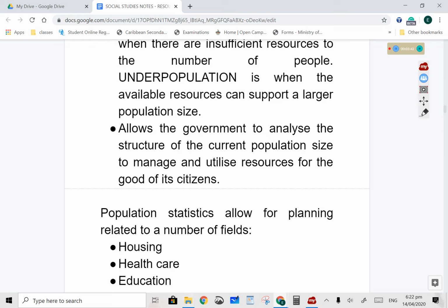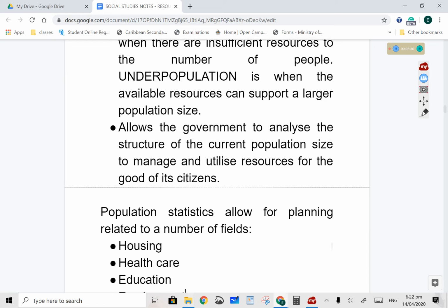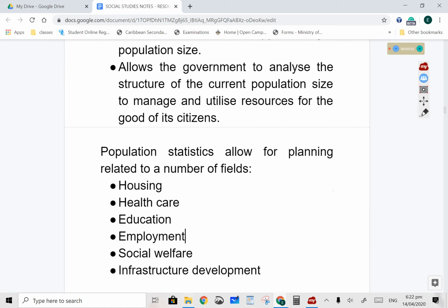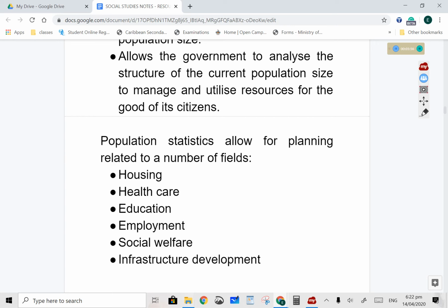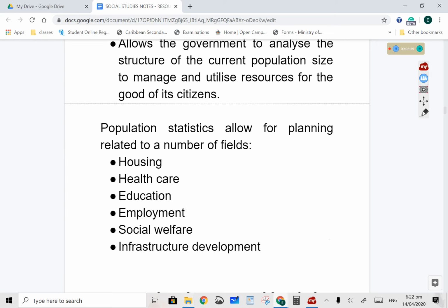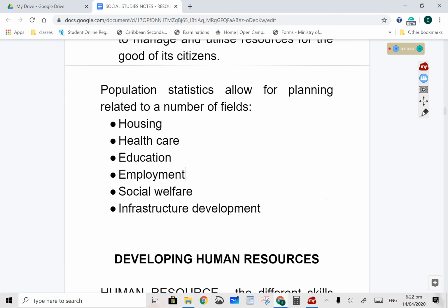So population statistics also allows the government to analyze the structure of the current population size to manage and utilize resources for the good of its citizens. Okay, so the government will be able again to assess what citizens actually need based on age, etc.